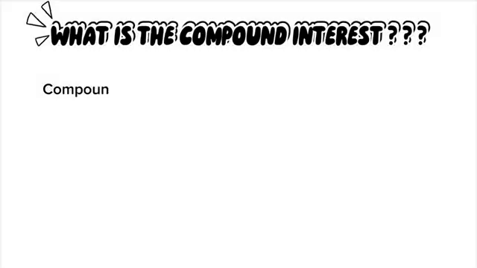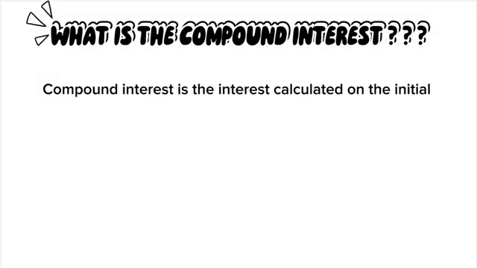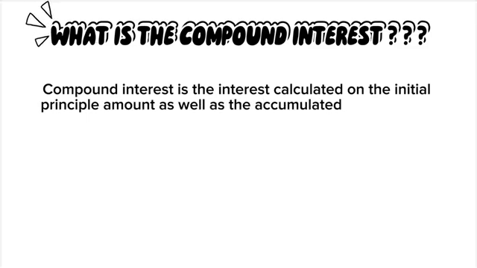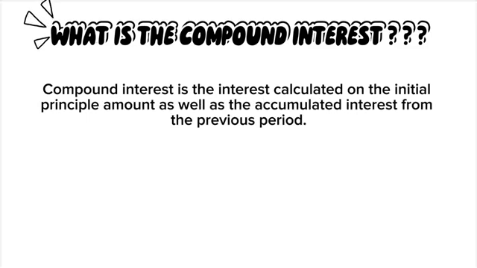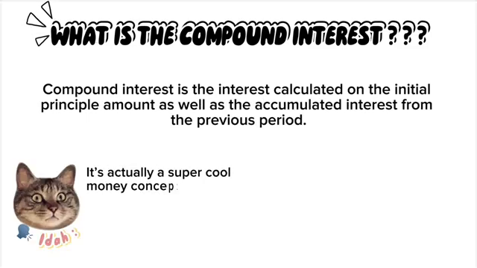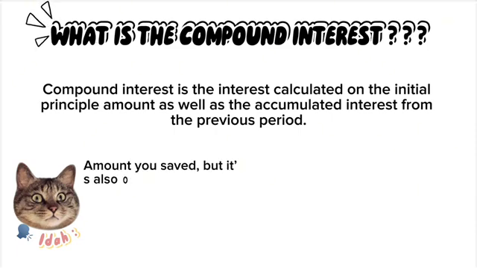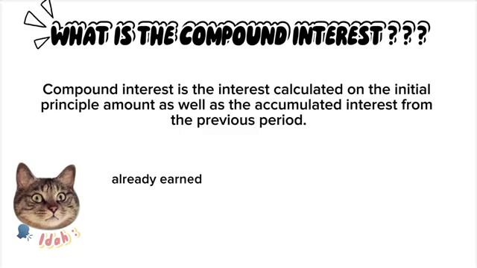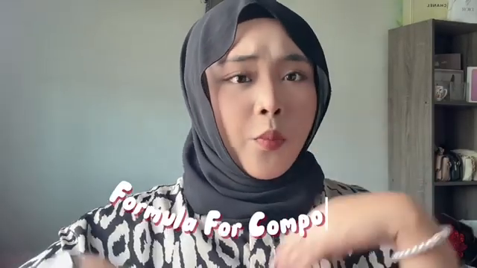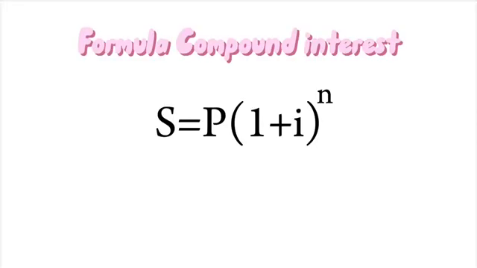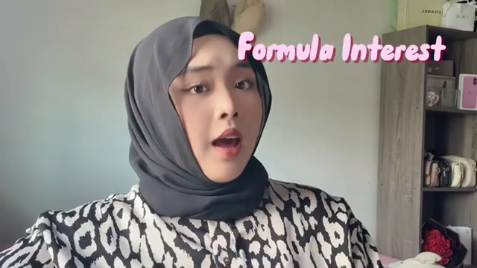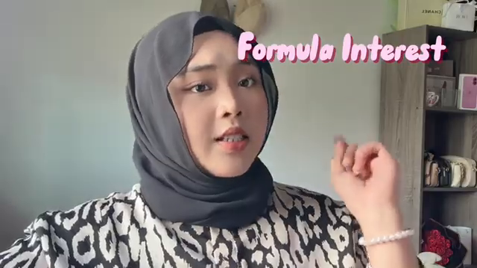Guys, do you know what compound interest is? Compound interest is the interest calculated on the initial principal amount as well as the accumulated interest from the previous period. It's actually a super cool money concept, when your money doesn't just earn interest on the original amount you saved, but also on the interest you have already earned. So the formula for the compound interest is S equals P(1 + i)^n, and the formula for the interest is this.